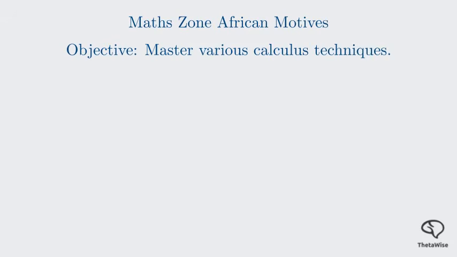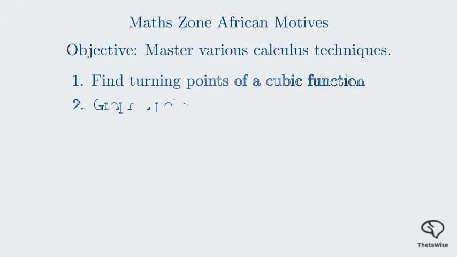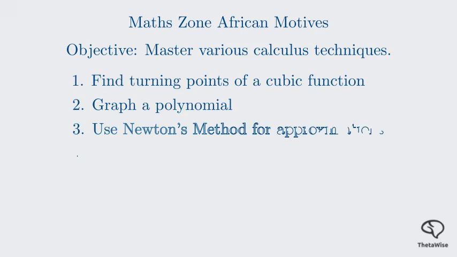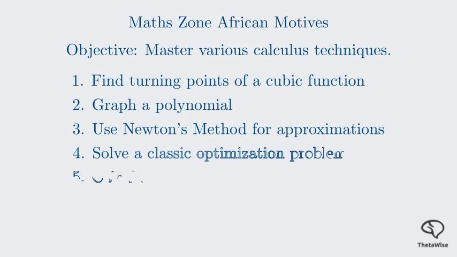Today we're diving into a past paper question covering a range of calculus topics. We'll be tackling this comprehensive question, breaking it down piece by piece. By the end of this tutorial, you will be able to find turning points of a cubic function, graph a polynomial, use Newton's method for approximations, solve a classic optimization problem, and finally, calculate a related rate.